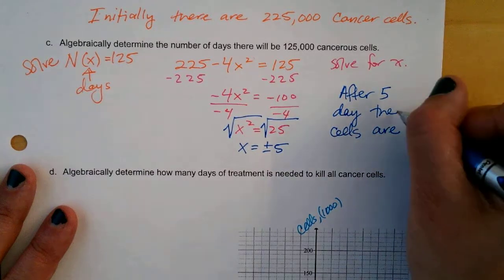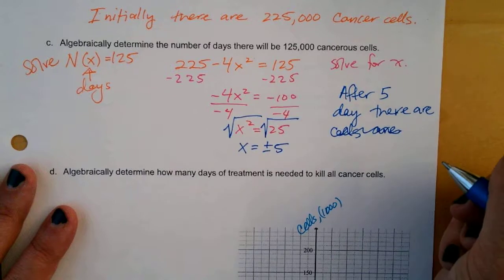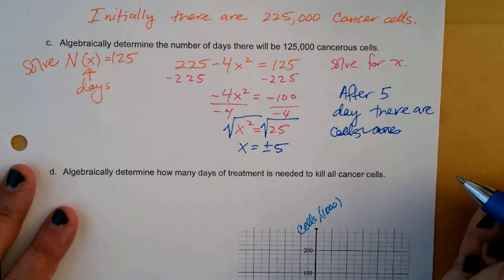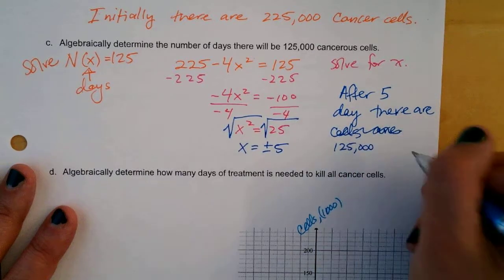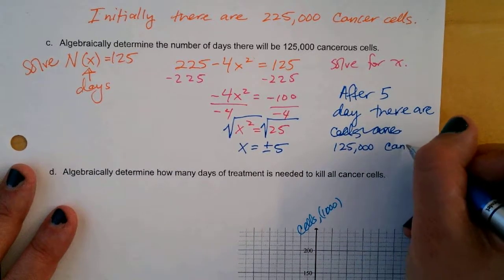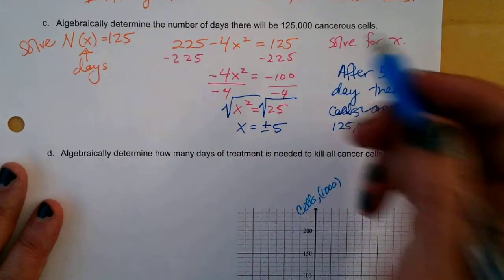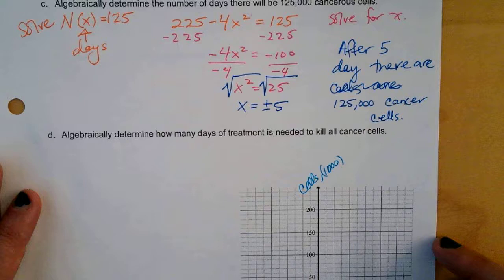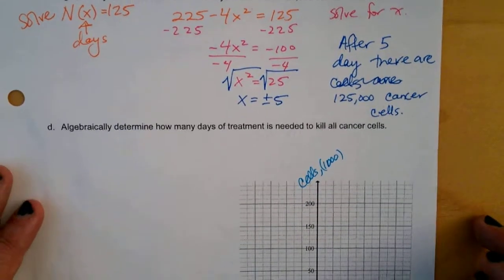There are 125,000 cancer cells. You can write cancerous. Oh, it's right there. Okay, so any questions on that? Setting it equal, we chose which way to solve.